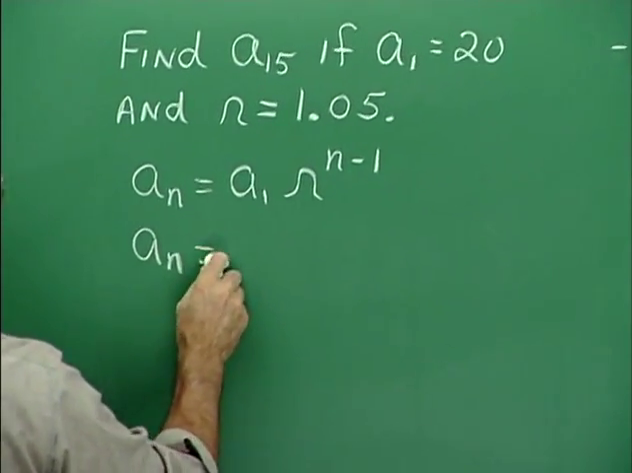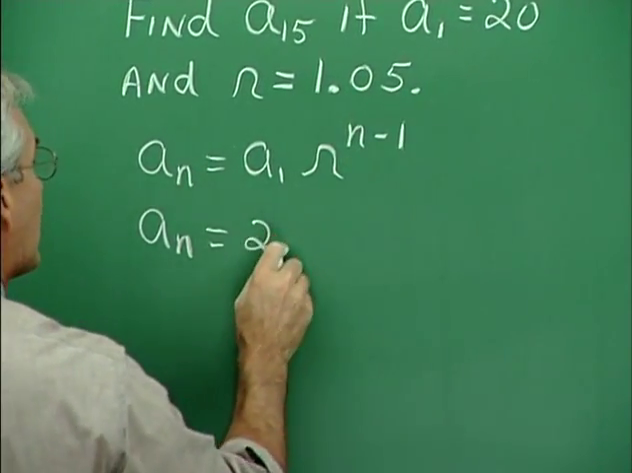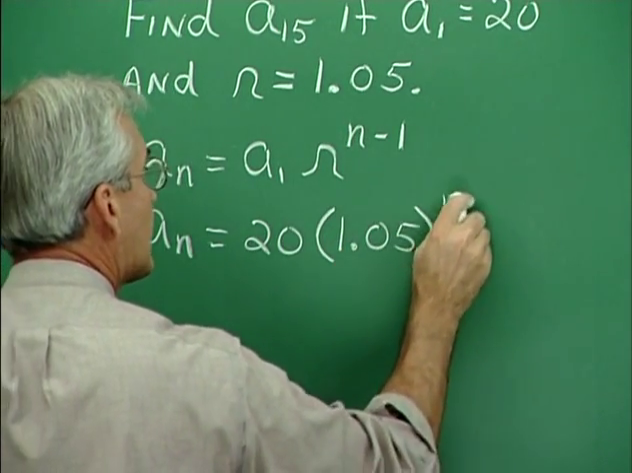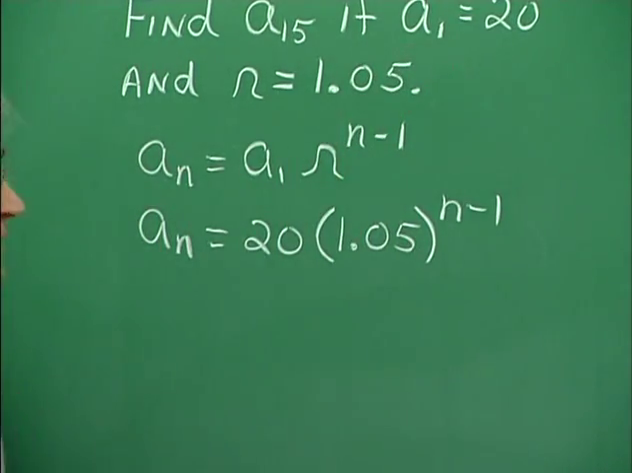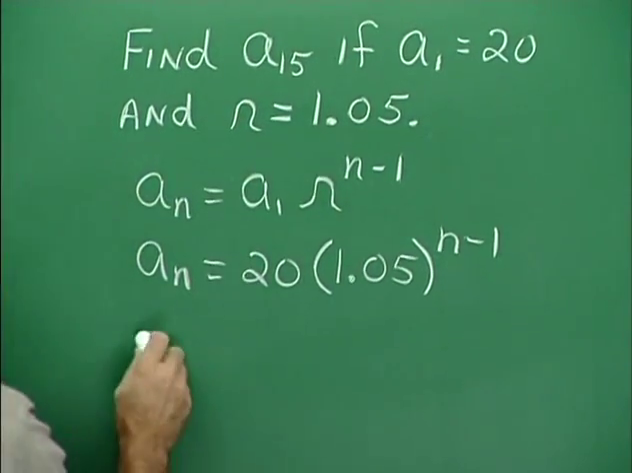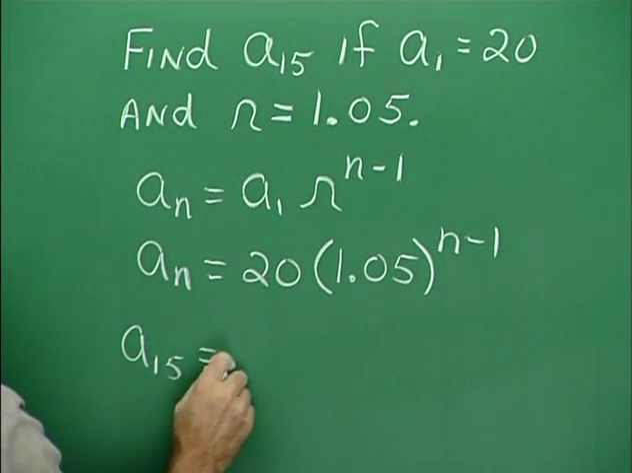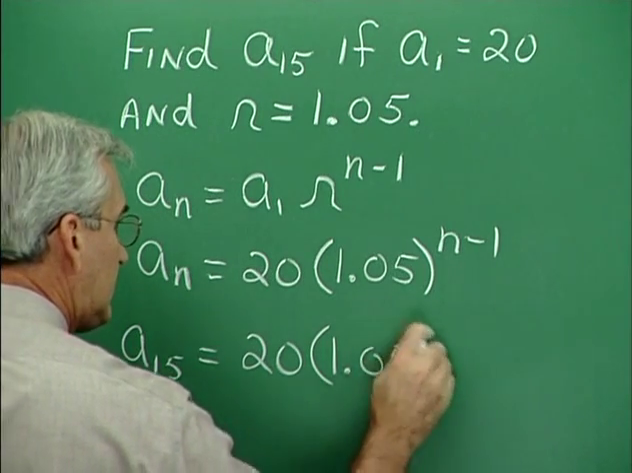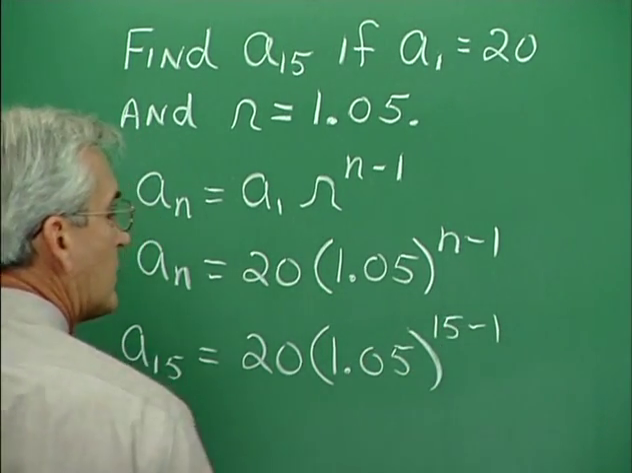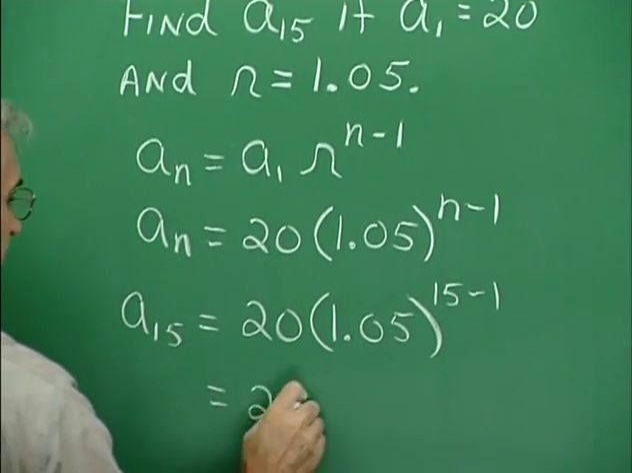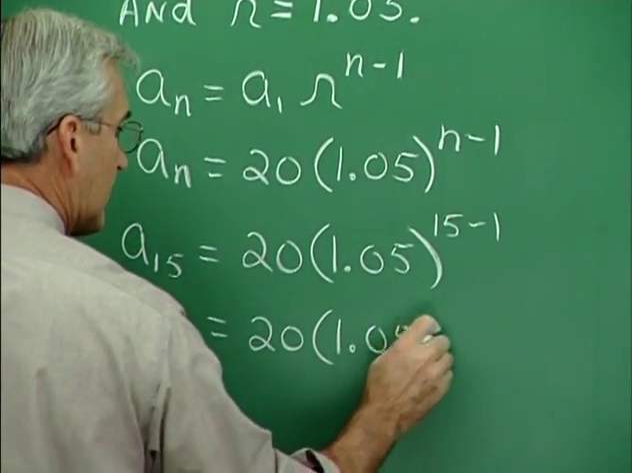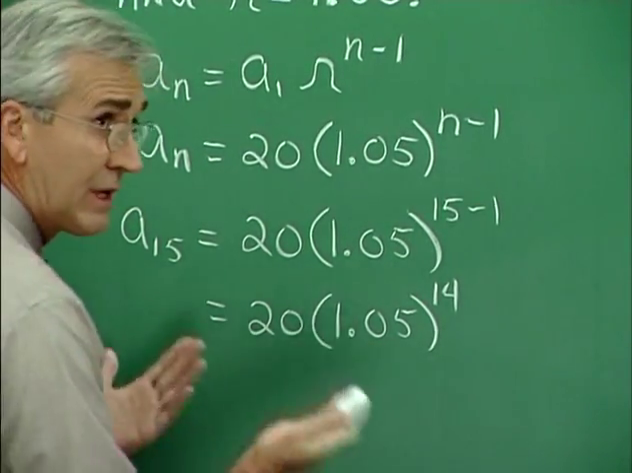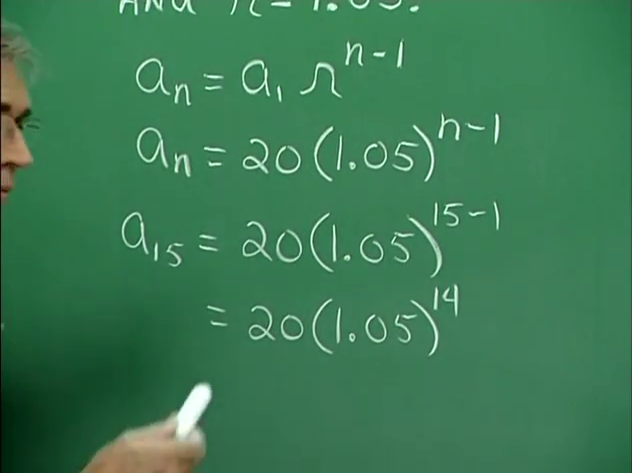The nth term is, and a sub 1, we're told, is 20. Common ratio is 1.05. And this is to the n minus 1. Now we're just plugging in the information given, but we're asked to find a sub 15. So a sub 15 is found by using our expression here and replacing n with 15. You see, and now we have 20 times (1.05 to the 14th).